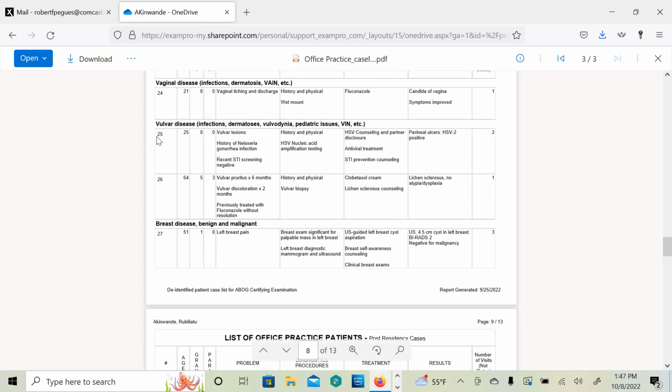Oh, can we do this random case, number 25, vulvar disease? I think we've discussed vulvar disease in the past week. I've not been keeping up on what the other people were doing in the past few sessions. Okay, we'll go with that.